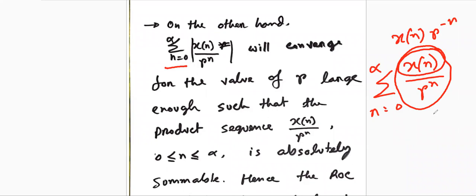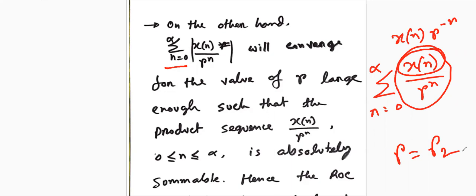Can you answer? What should be the value of r? Higher value or a lower value? If x[n] is a very high value, which makes the system unstable, how can you make the system stable? Definitely by choosing a higher value of r with respect to x[n]. So let's say that value is equal to R2. For that value, the system becomes stable.